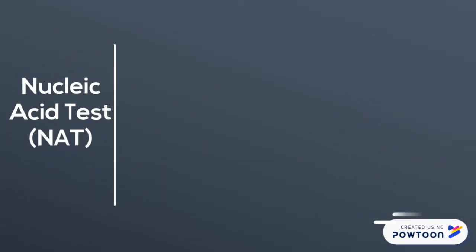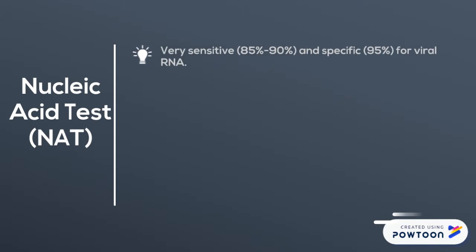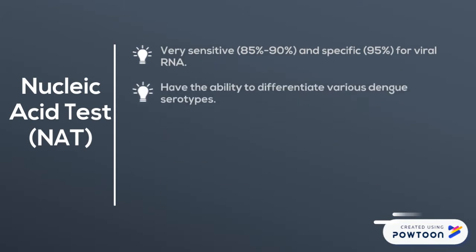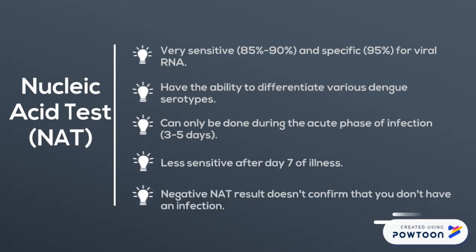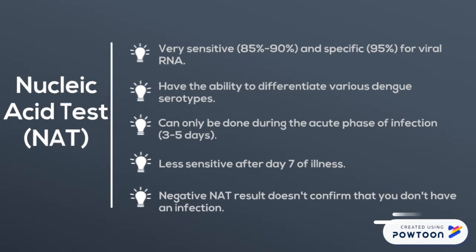After that, we have the nucleic acid test. It is very sensitive and has high specificity. It has the ability to differentiate various dengue serotypes. It can only be done during the acute phase. It is less sensitive after 7 days. A negative NAT result doesn't confirm that you don't have an infection.